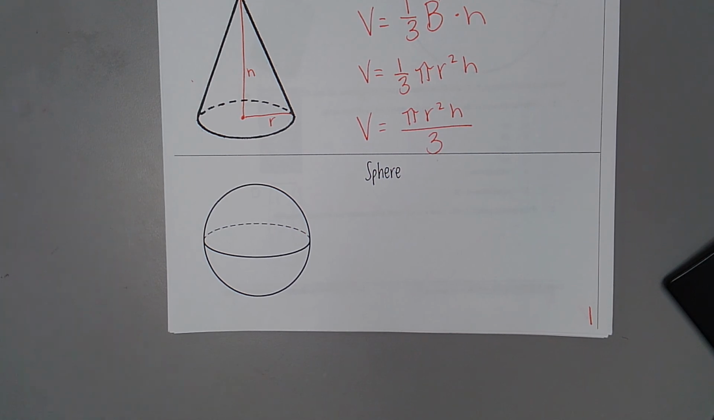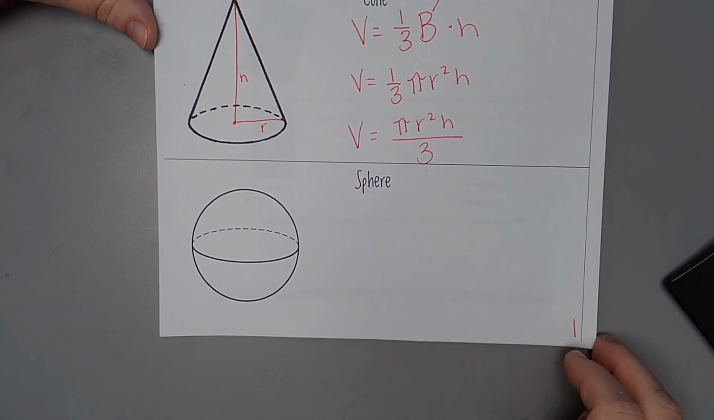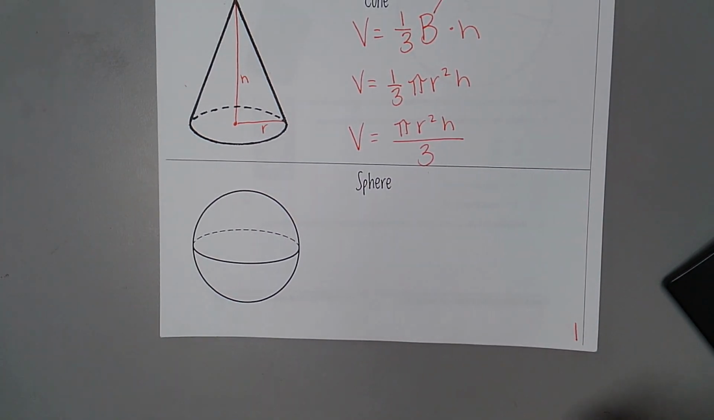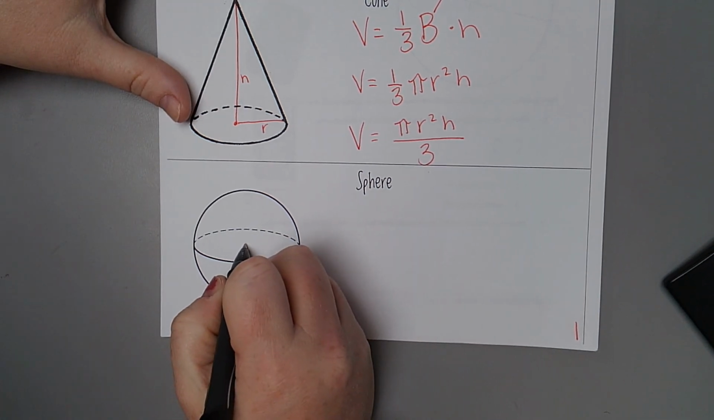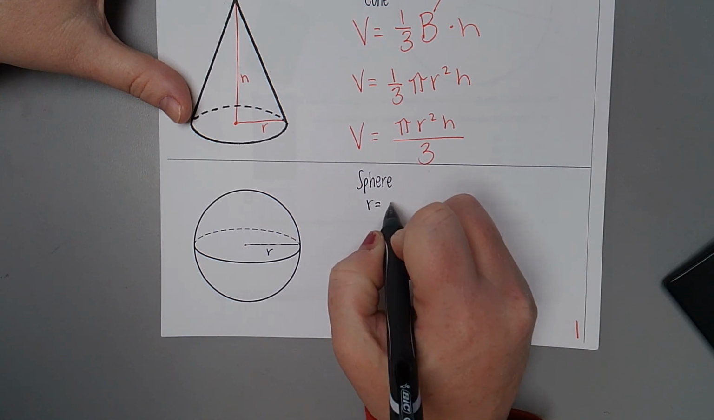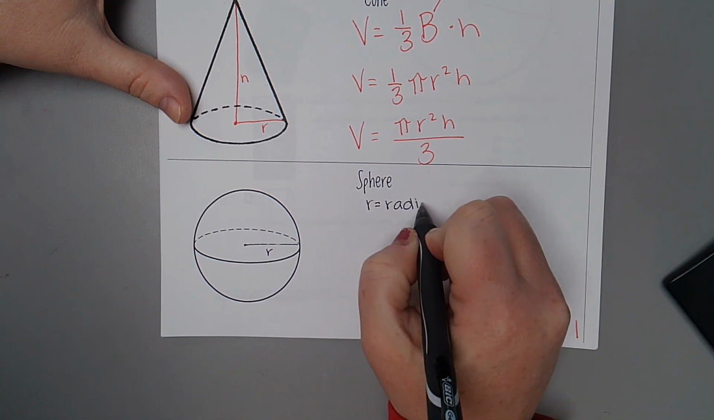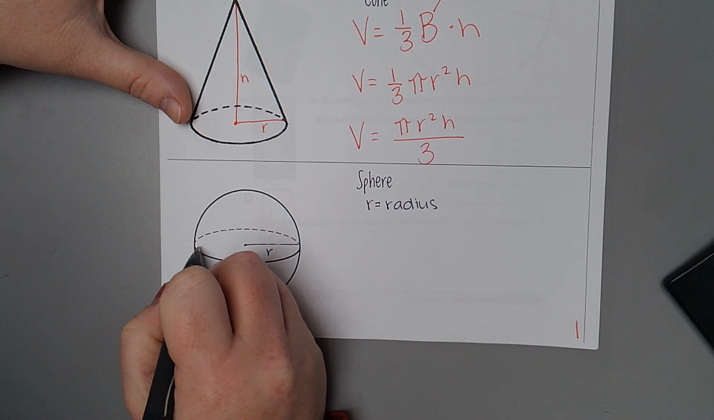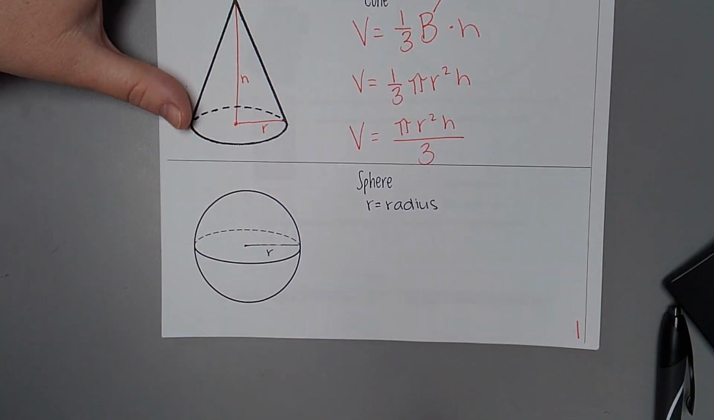Today is a new shape. We have a sphere. A sphere has no base. It's rounded on all sides. The only measurements we do know are radius and diameter.